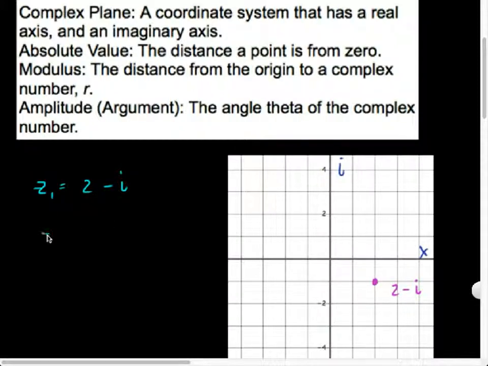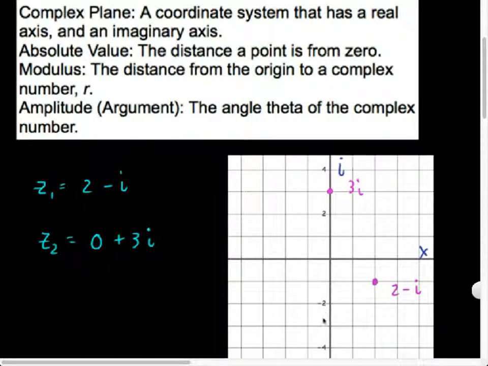If I had z2, let's say I've got a cool point like, I don't know, how about 0 plus 3i? All right, so this is a pure imaginary number, so it would make sense that a pure imaginary number would exist solely on the imaginary axis, right? So I went left and right 0 units and then up 3 units. So here's 3i right there. Good stuff, good stuff.